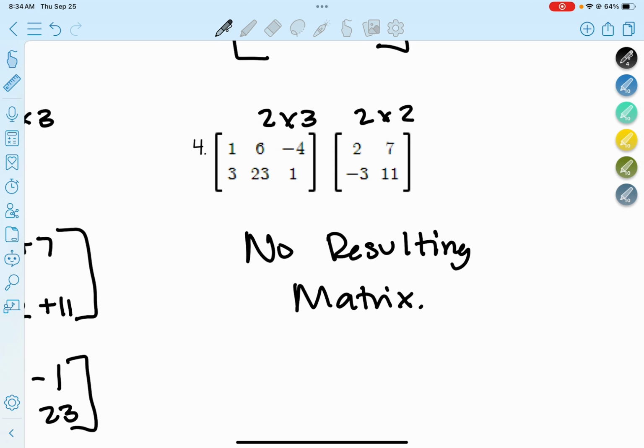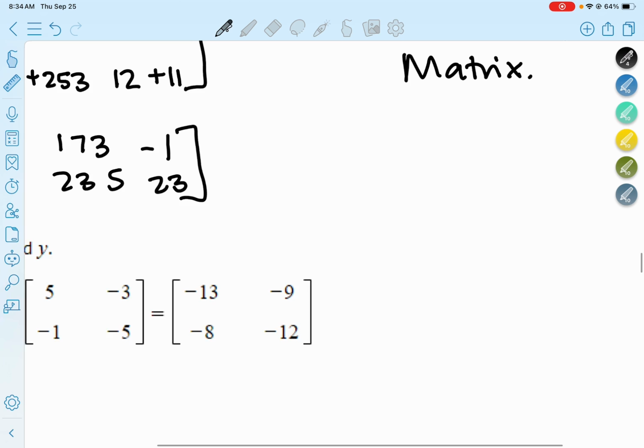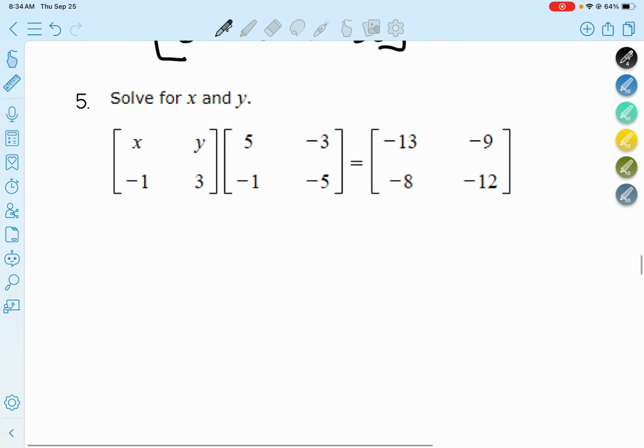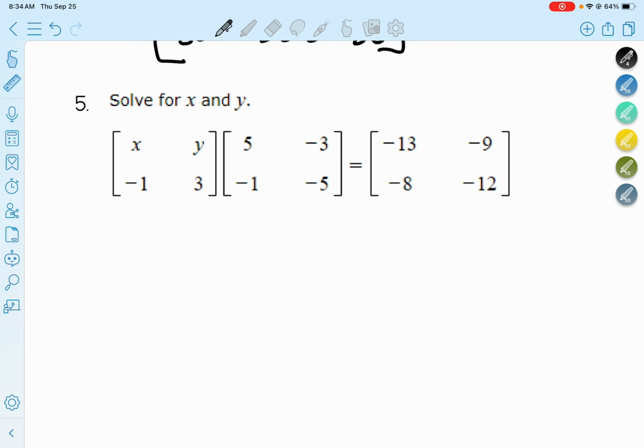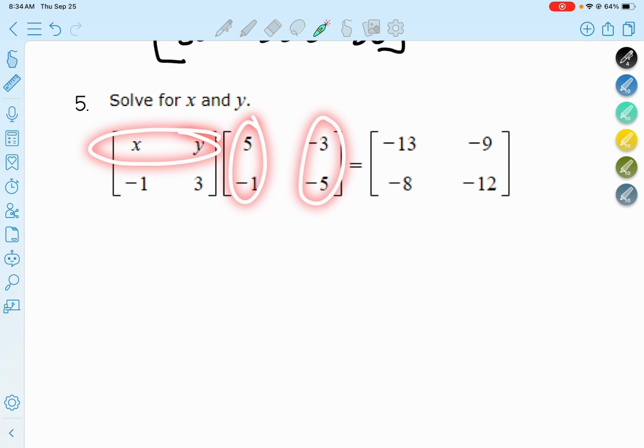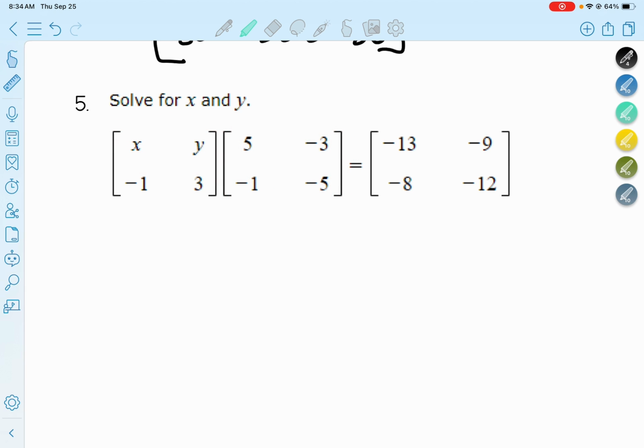Or not possible, or whatever you put. Okay, for this last one with number 5, we want to solve for x and y. Just as a reminder, when we were doing this, we can take this first row and multiply it by these two columns to create a system of equations.